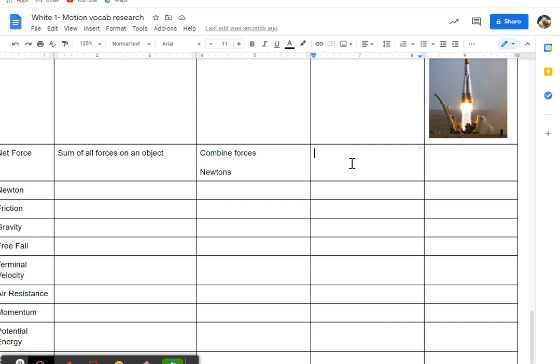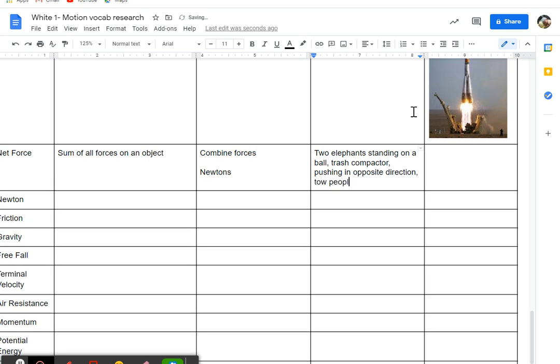What did you guys put for examples for this one? I put 2 elephants standing on a ball. Okay. 2 elephants? Yes. You watching Dumbo? No. Never seen it. Trevor? Like a trash compactor with a wall closing in on the trash? Good. Anybody have any other ones? I'm just going to add pushing in an opposite direction. What if you're 2 people carrying a couch going in one direction? Okay, 2 people carrying a couch. I mean, really, it's anything that has to do with force.